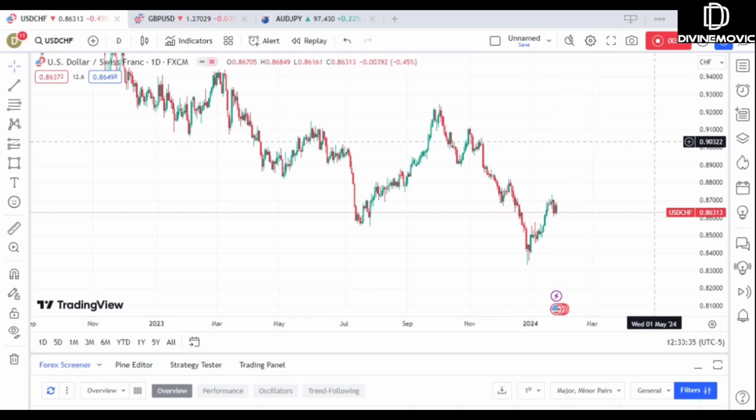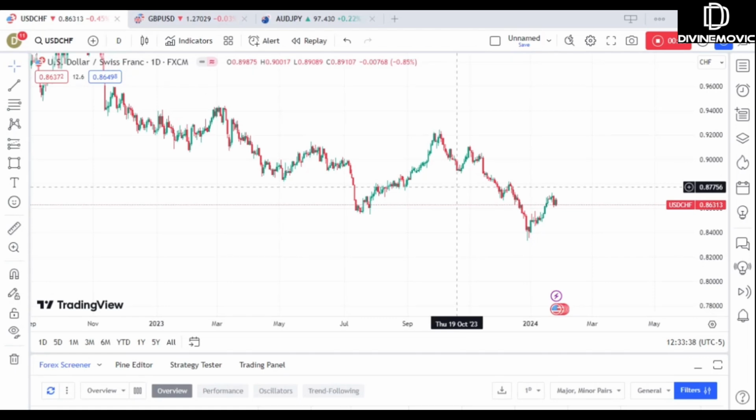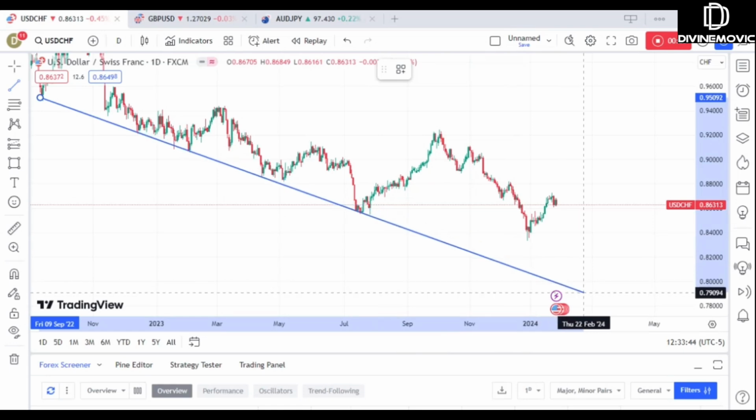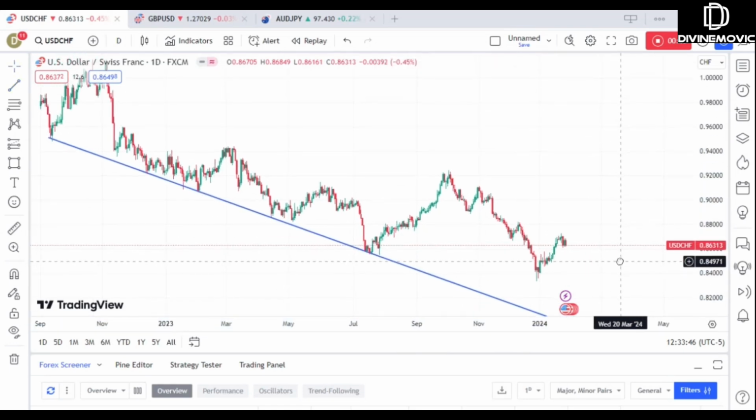So what are we going to do? We're simply going to use the trend line to identify the trend and as well the direction of the market here. Now, if you look closely here, you see that price is in a downtrend, and this is what price is doing. Price is in a downtrend.